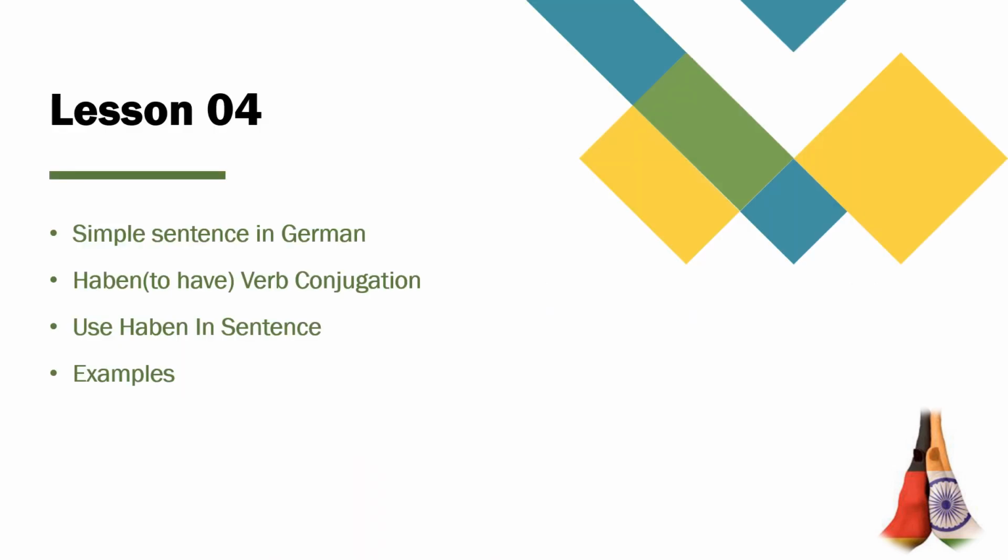Very good evening. Today in this video we will see simple sentences in German, and we will also check the conjugation of haben, which is the verb "to have" in German. We will use it in some of the sentences, and we will see so many examples.